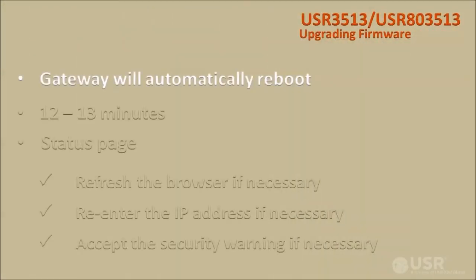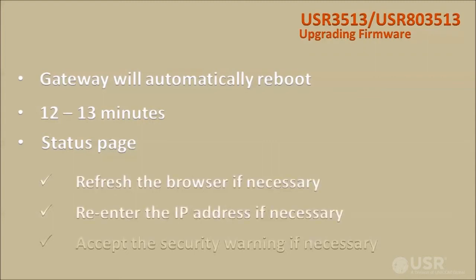When the firmware installation is done, the gateway will automatically reboot. The system firmware upgrade process takes approximately 12 to 13 minutes. When the reboot is done, the status page should appear. To view the status page, you may have to refresh the browser or re-enter the gateway's IP address or accept the security warning again.